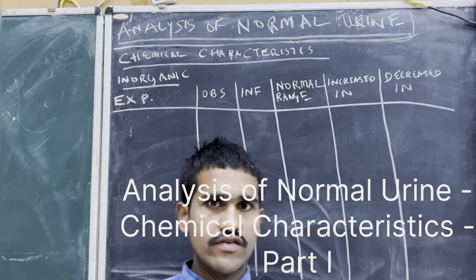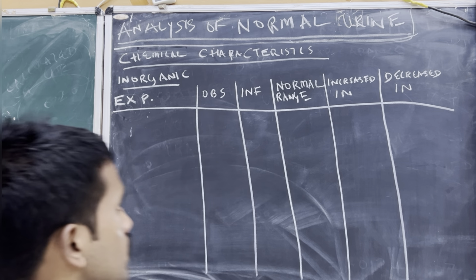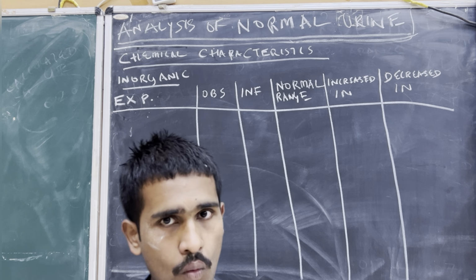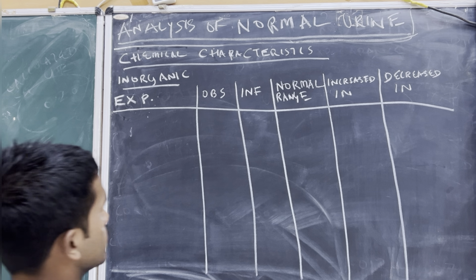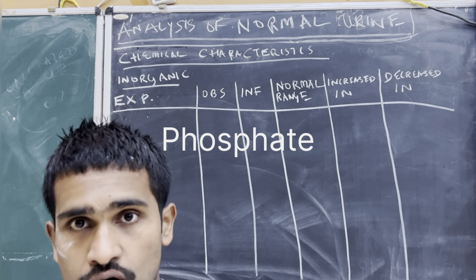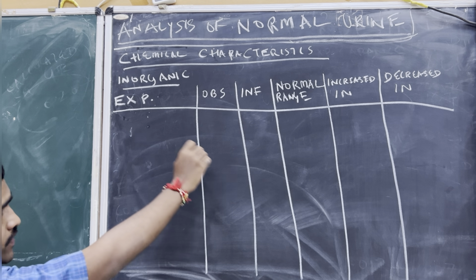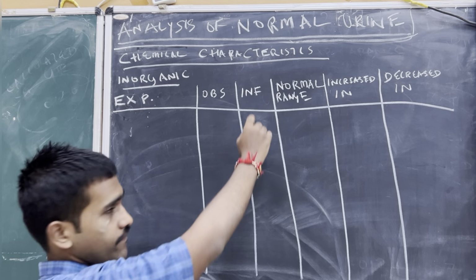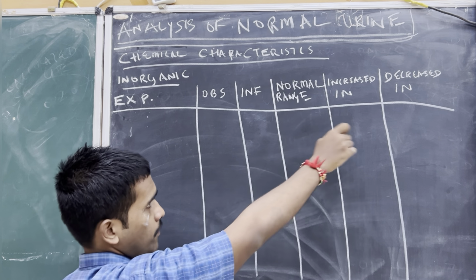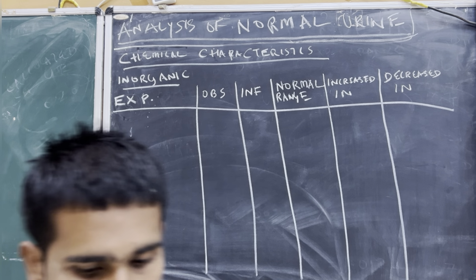So for the chemical characteristics, we have both inorganic and organic constituents. So we start with the inorganic constituents. We'll go one by one. First of all, we'll talk about phosphate, inorganic phosphate. First of all, the experiment, what are we doing, what is the observation, and hence the inference that we have, and then what is the normal range, which condition increased, which condition decreased, and same for all the other constituents as well.